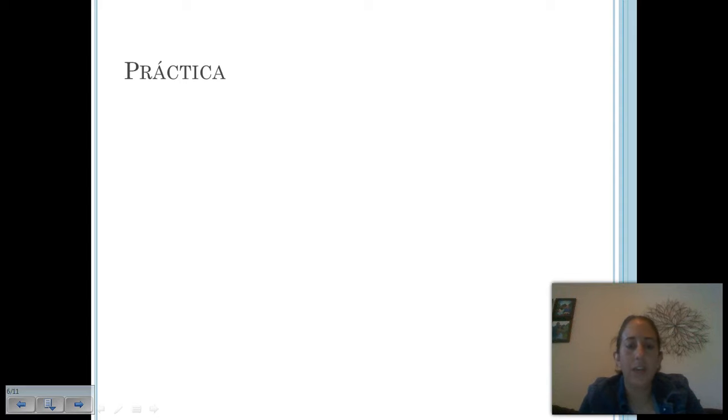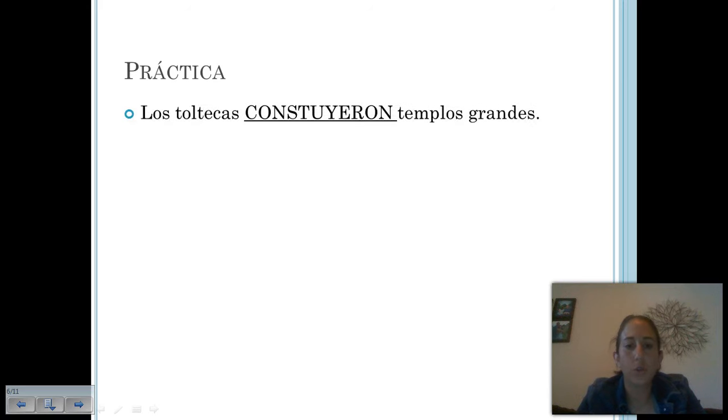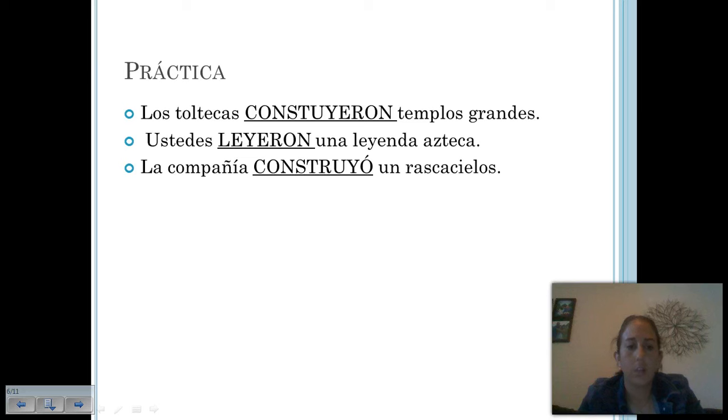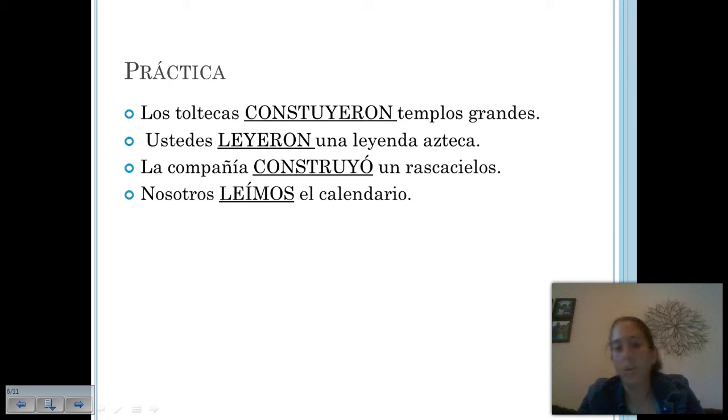Okay, let's see how you did. Your first answer: Los toltecas construyeron templos grandes. The Toltecs constructed big temples. Again, construyeron. Ustedes leyeron una leyenda azteca. You all read an Aztec legend. La compañía construyó un rascacielos. The company constructed a skyscraper. And then, nosotros leímos el calendario. We read the calendar. Again, notice the only thing that's different there is that the I has an accent on it.